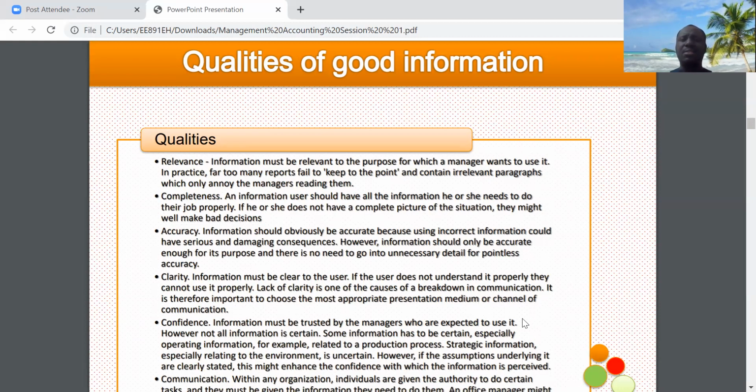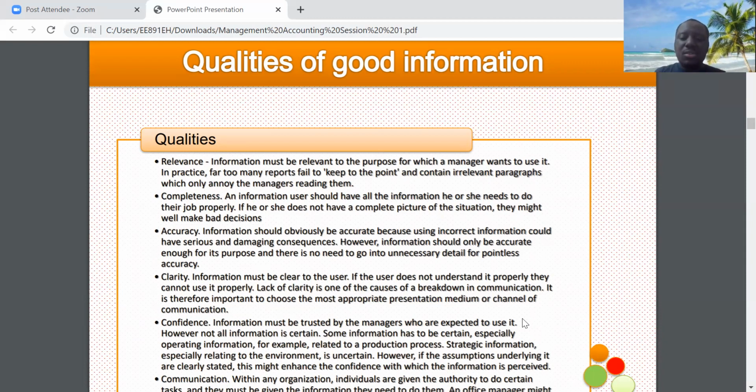Clarity. What is clarity all about? Information has to be clear to the user. The person who is using the information must understand it, because it's understanding that leads to action. So, for example, if you are reporting information to your boss and he doesn't understand it, he can't act upon it. So he needs to understand the information in order to act upon it. And it all comes from clarity.